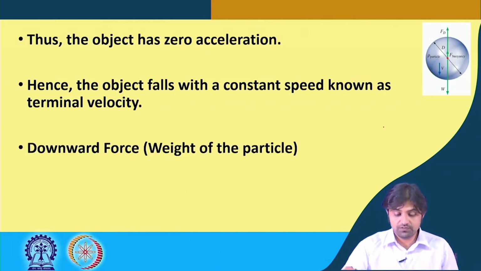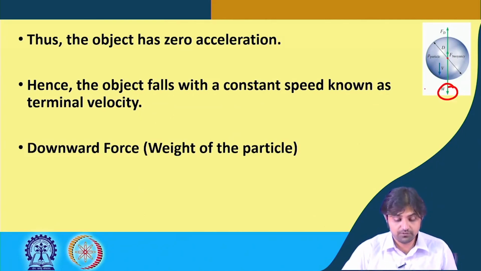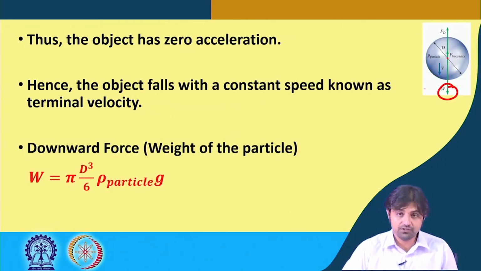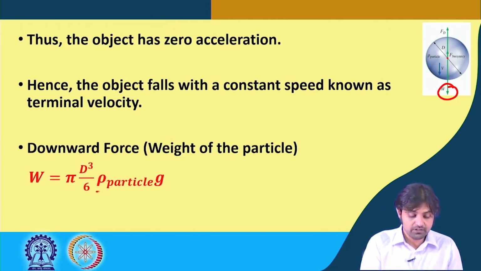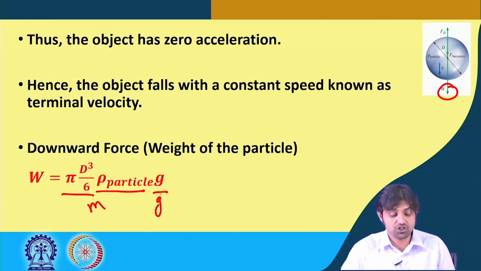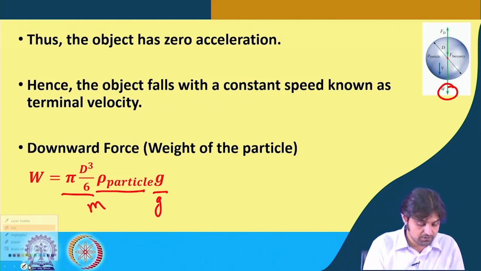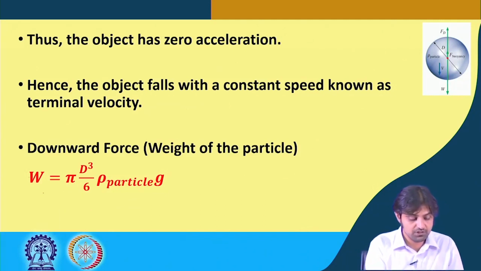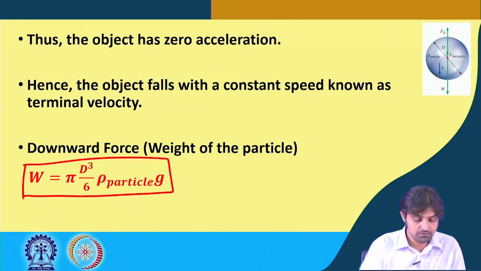So, the weight of the particle is downward. The downward force is the weight of the particle, and this is equal to density multiplied by volume, which is mass, and g is acceleration due to gravity. So, weight is mass times g. For a sphere, pi d cube by 6 is the volume, and rho is the density of the particle, whatever the sphere is made of. So, so that you do not have confusion, this is the W.